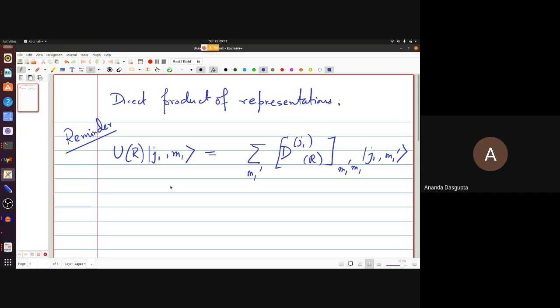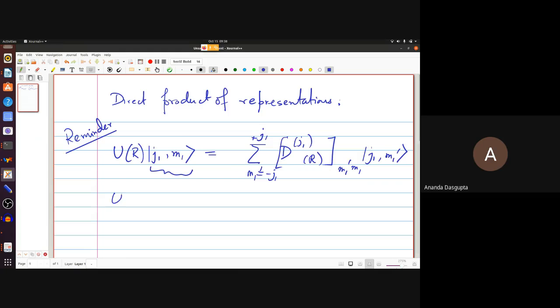So this of course is just saying that these angular momentum eigenstates form a basis of a space. If you rotate your coordinate system, what happens is U of R, a unitary operator, gets to act on J1 M1, and that produces a new element in that space. That element can of course be decomposed in terms of the other basis vectors of that space, that is in terms of J1 M1 prime, where M1 prime goes all the way from minus J1 to plus J1.